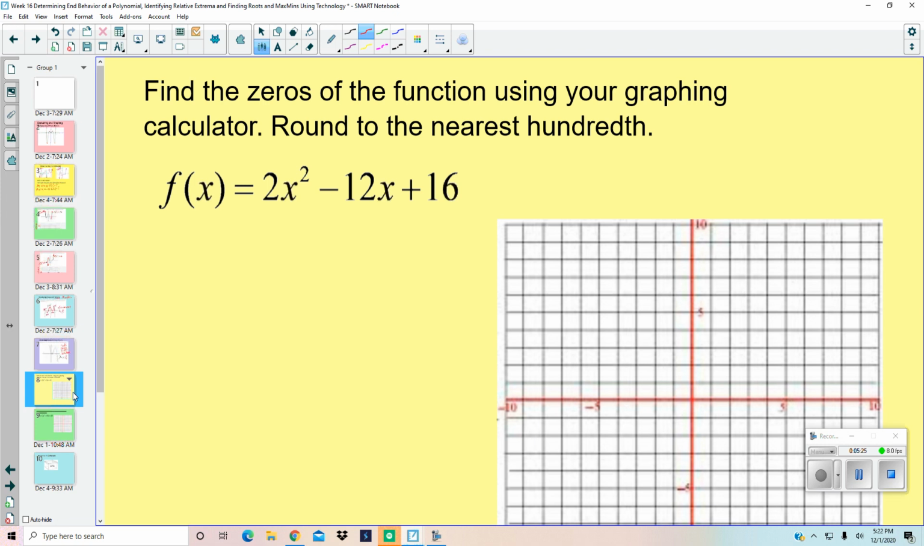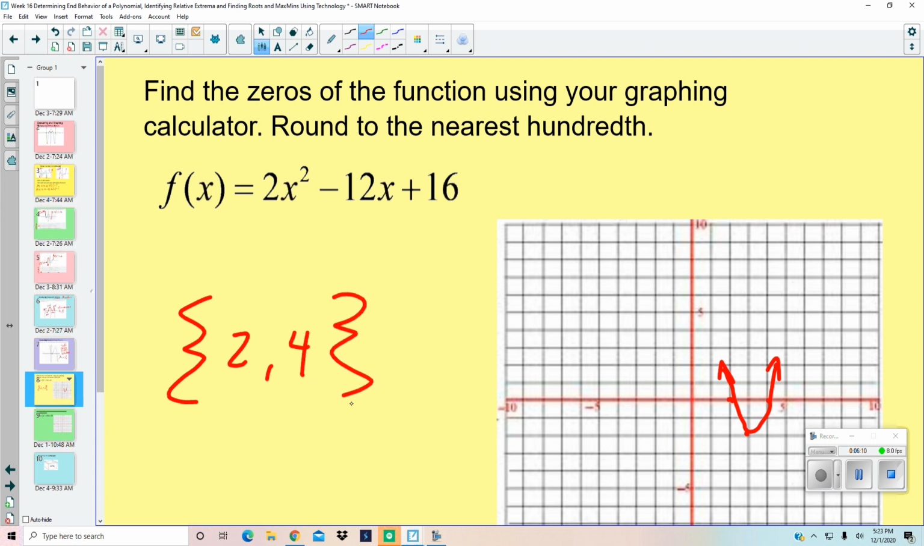Now they're asking you to use your calculator. So you're going to graph this function on your graphing calculator, or use a graphing calculator in Delta Math. You could do that too. And then find the zeros. So when you graph this, what you're going to have is a parabola that crosses at 2 and 4. It actually has a minimum at (3, -2). So it looks like this when you graph it.